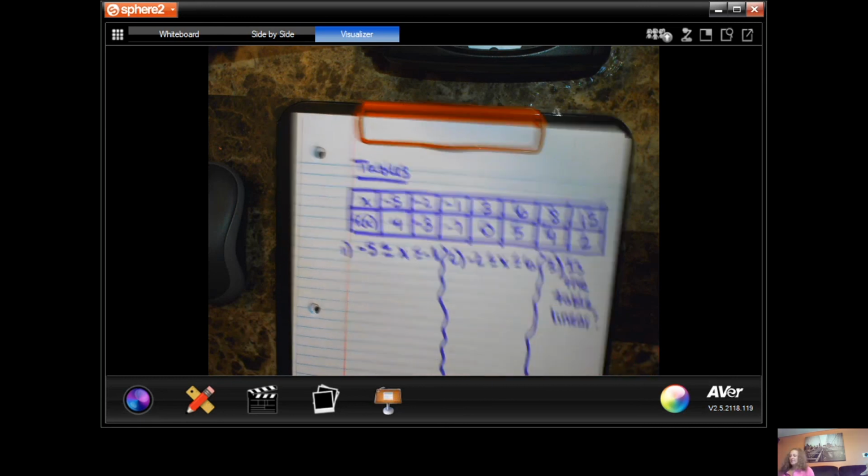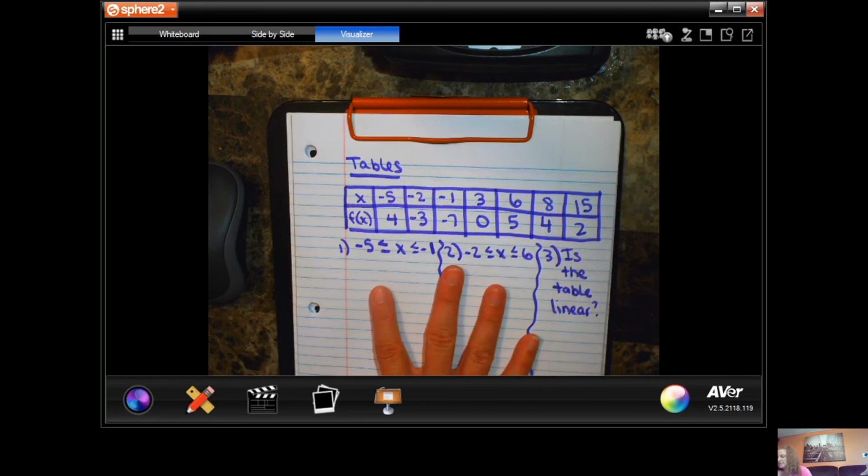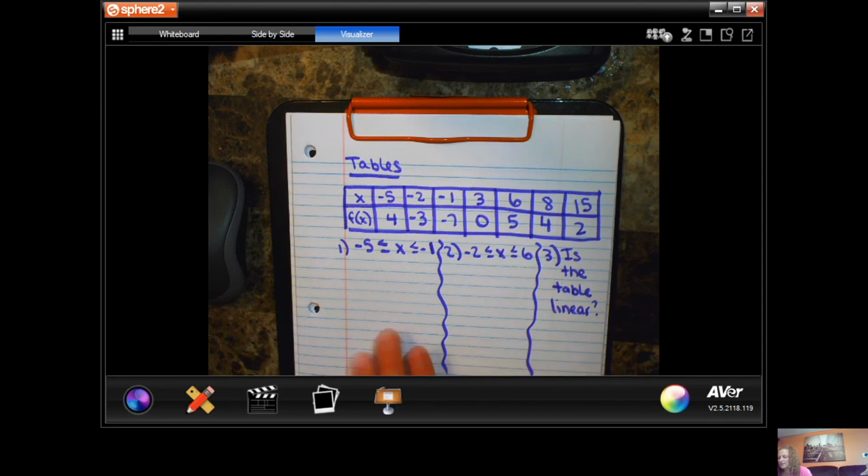So what we're going to do is find the average rate of change of these numbers like we did previously in equations and graphs by making a table. And if the table is linear, that means we're going to have the same rate of change for both of these. So I'm going to make my table. This is the easiest because we don't have to figure anything out or look anything up. We just look right at the table.